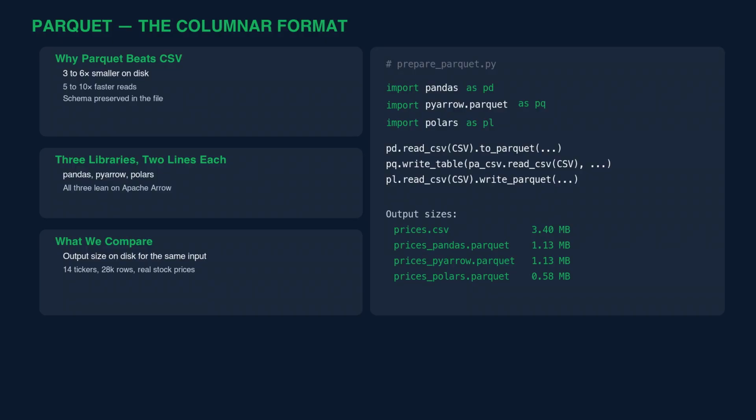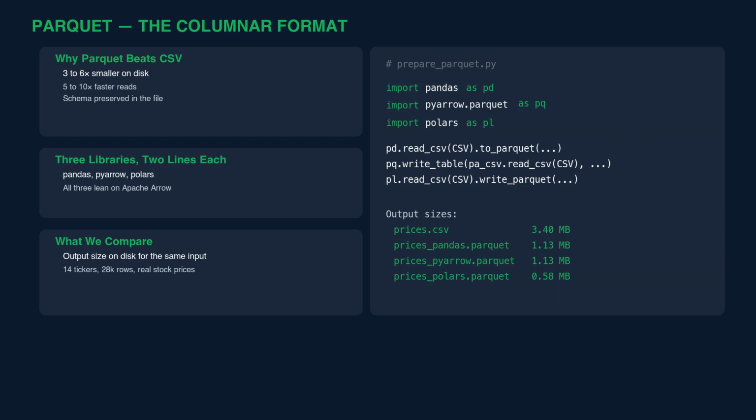Parquet is the columnar binary format that compresses 3 to 10 times smaller than CSV, reads faster, and preserves the schema in the file. If you searched for this, you probably hit a CSV that's too slow, too big, or losing its types every time you reload it. Parquet fixes all 3.